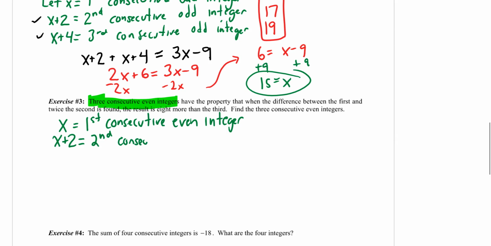You have to do comma x. Oh, comma x. Okay. Thank you. So I've got my second consecutive even integer is x plus 2. My third one is x plus 4.